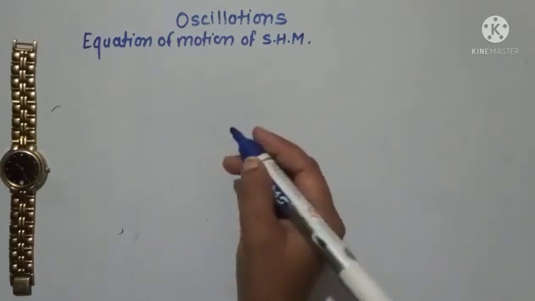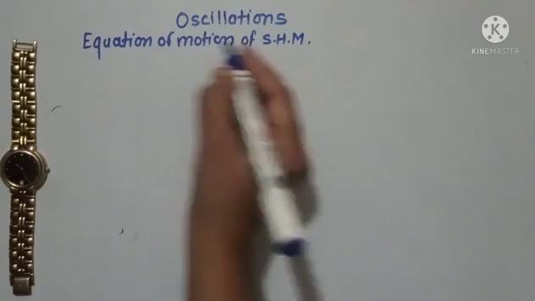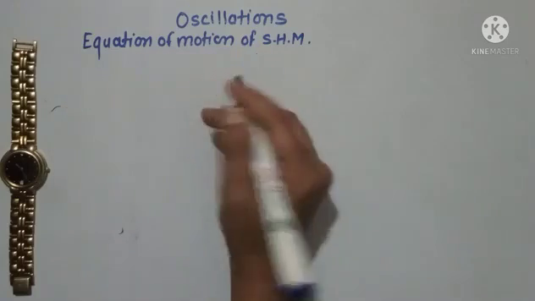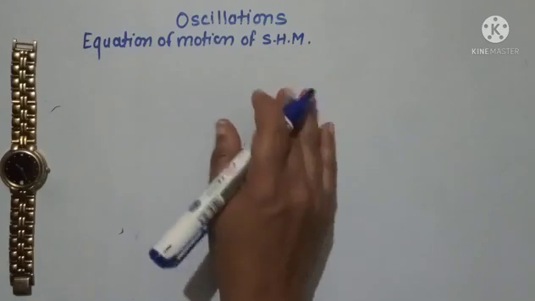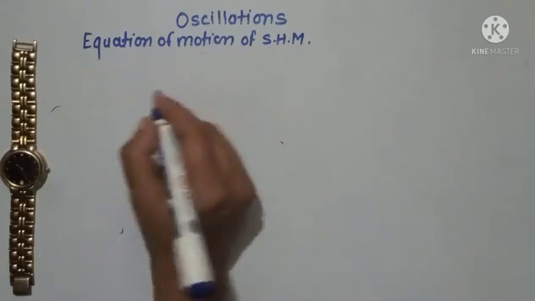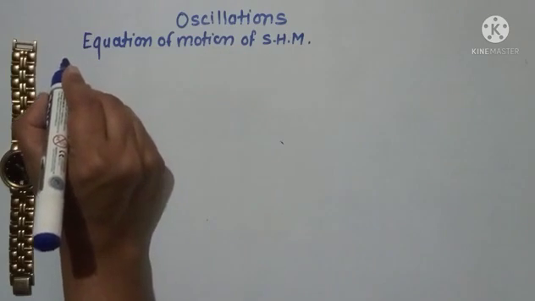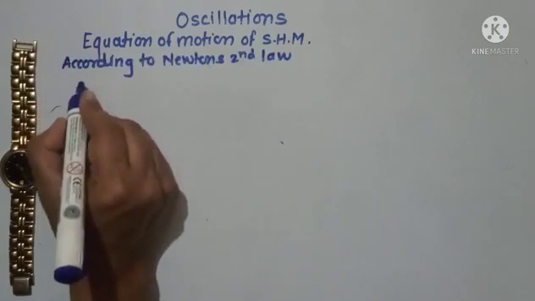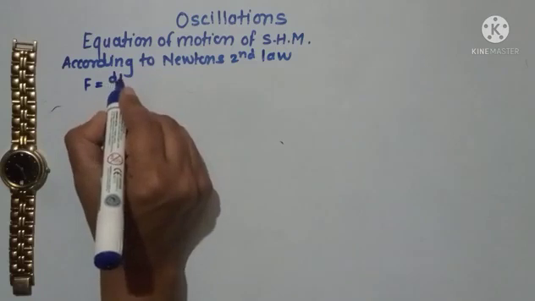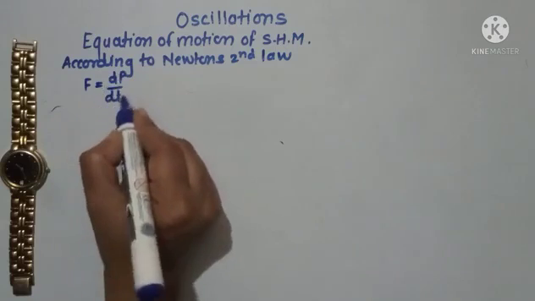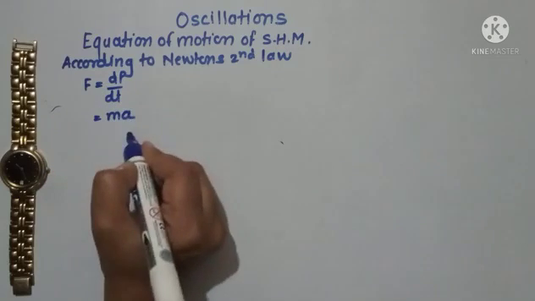Like you can calculate the velocity, displacement, acceleration, energy. Once you know the equation of motion of any system, you can calculate all the physical quantities related to it. Generally the equation of motion is the relation between the force and the momentum. Now according to Newton's second law, the force is equal to dp upon dt, or the force is equal to m into a.